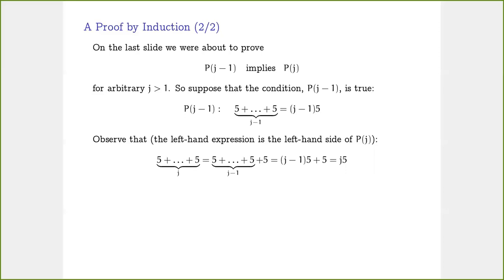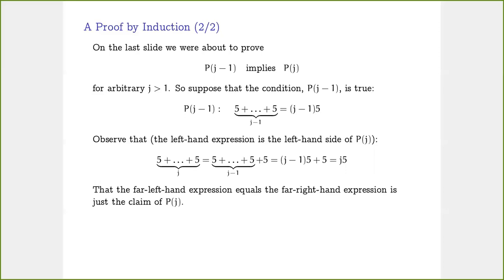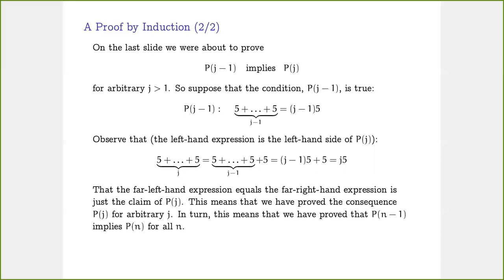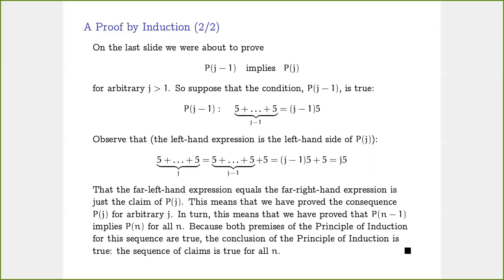Well, the left-hand side is the left-hand side of P of j, and the right-hand side is the right-hand side of P of j. So this proves the claim that P of j is true. This means we've proved the consequence P of j for arbitrary j, so the implication is true. In turn, this means that we've proved P of n minus 1 implies P of n for all n. We've shown that both premises of the principle of induction are true for this sequence. And because both premises are true, from the affirmed premise pattern, we can conclude that the conclusion of the principle of induction is true, that the sequence of claims above is true for all n.